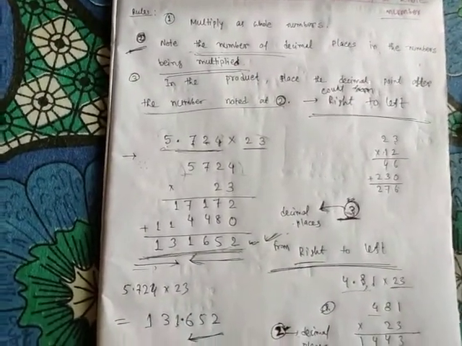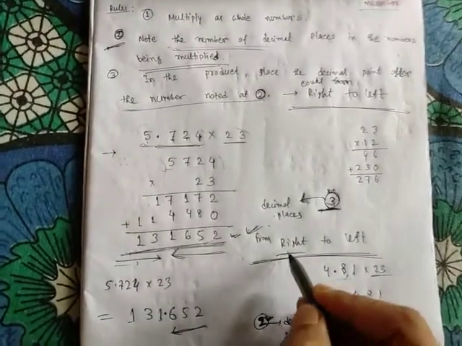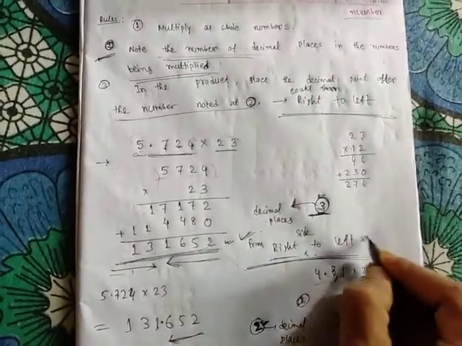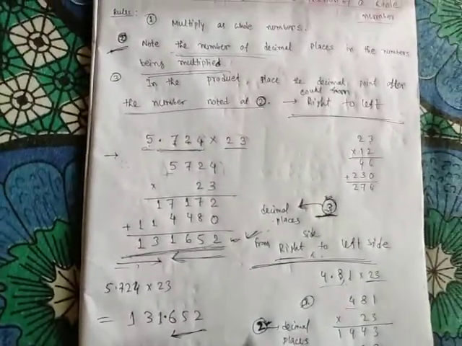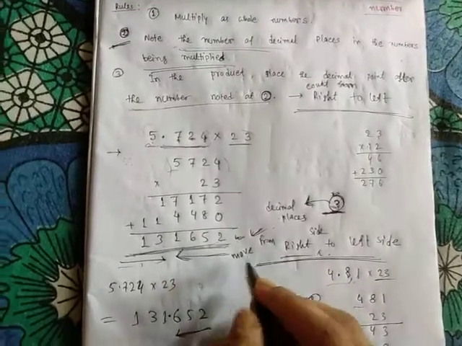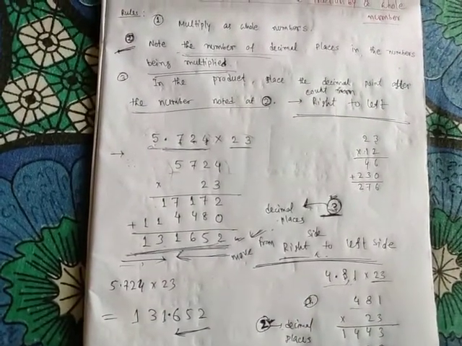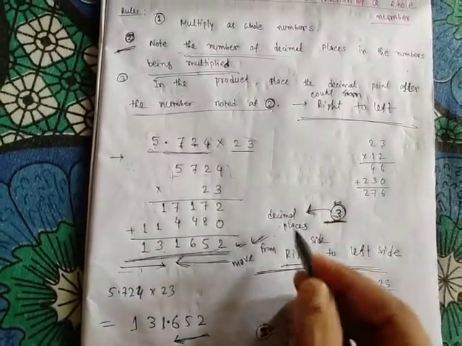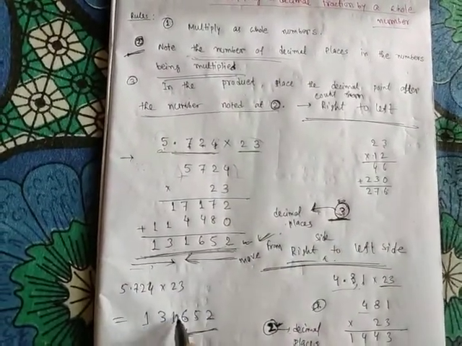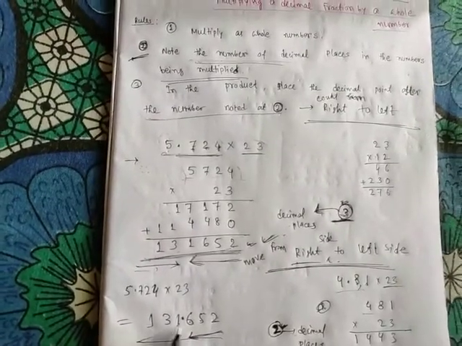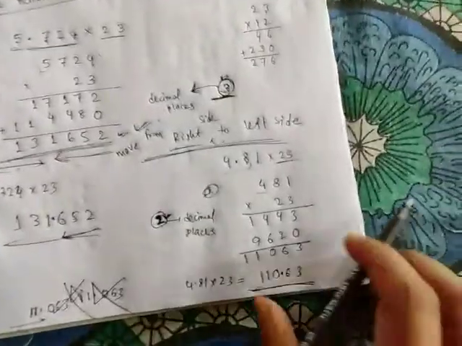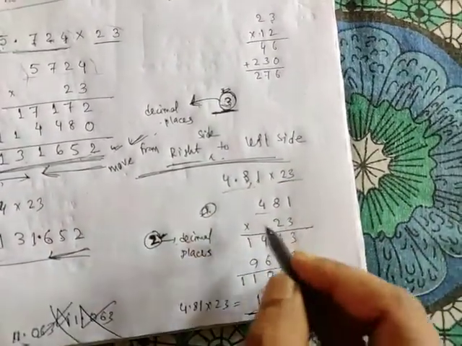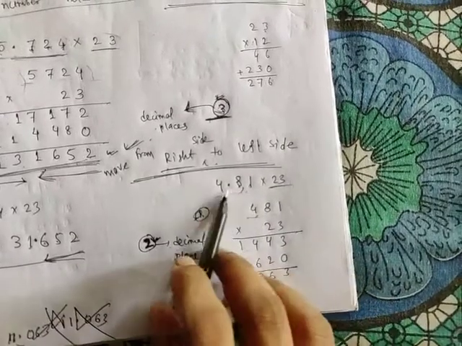Always remember, you have to count from right to left, from the right side to the left side. Move, M-O-V-E, move from the right side to the left side. Okay, so move from the right side to the left side and count 3 digits, 1, 2, 3. And your result must be 131.652.